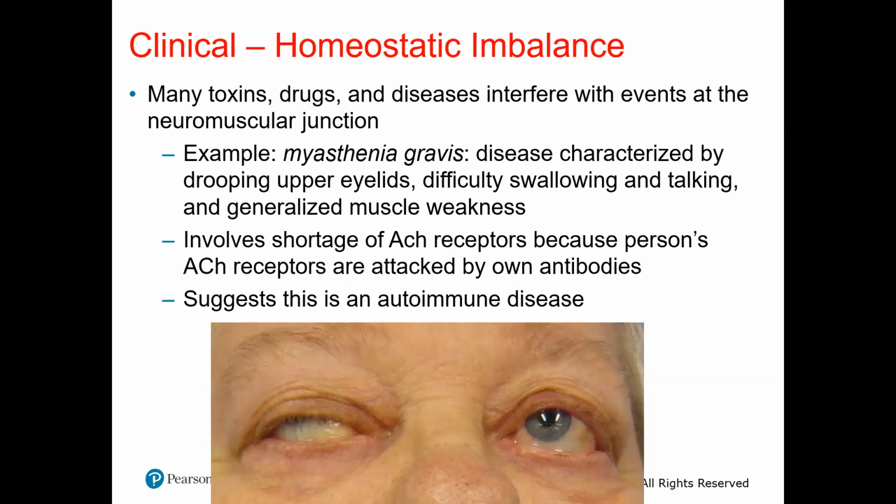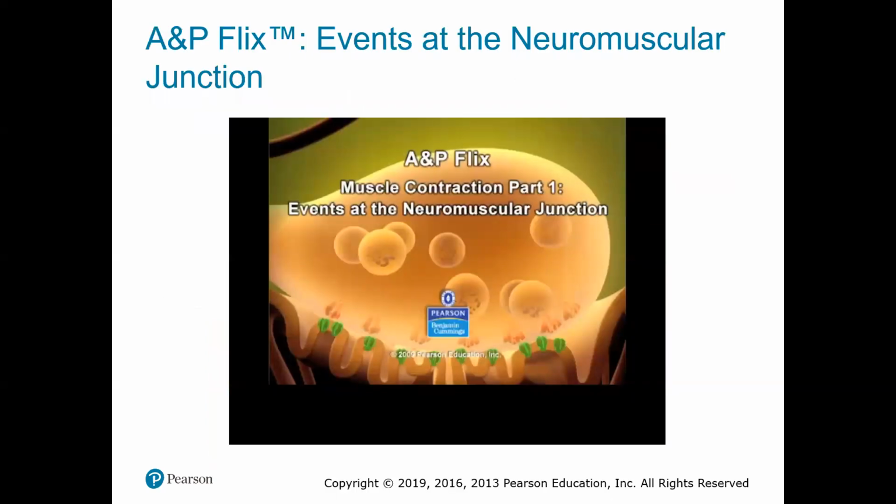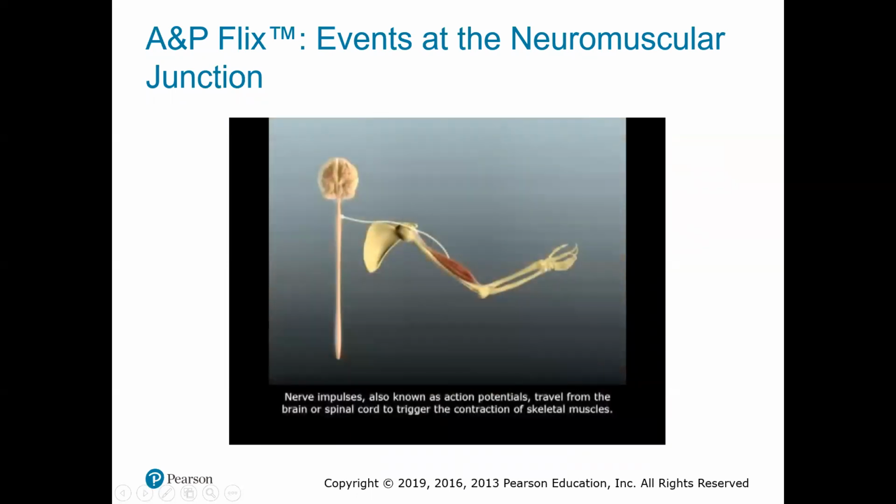Anyway, myasthenia gravis is likely an autoimmune disorder caused by the destruction of the acetylcholine receptors at the motor end plate. So now, hopefully you can hear this, but let's go ahead and watch this.